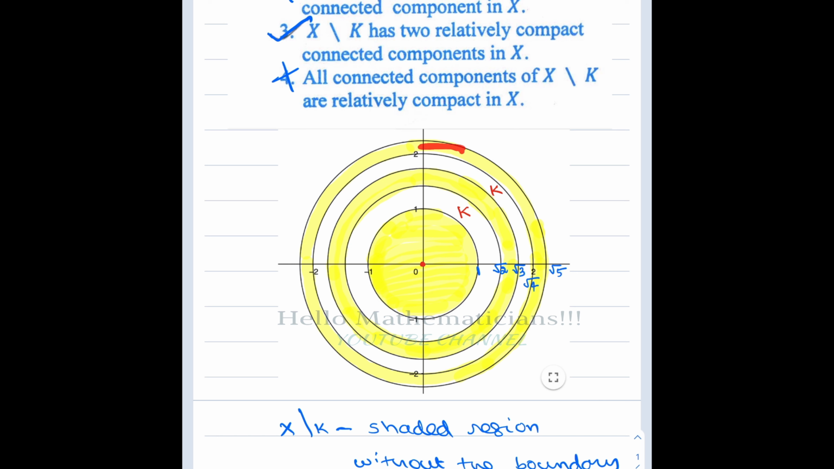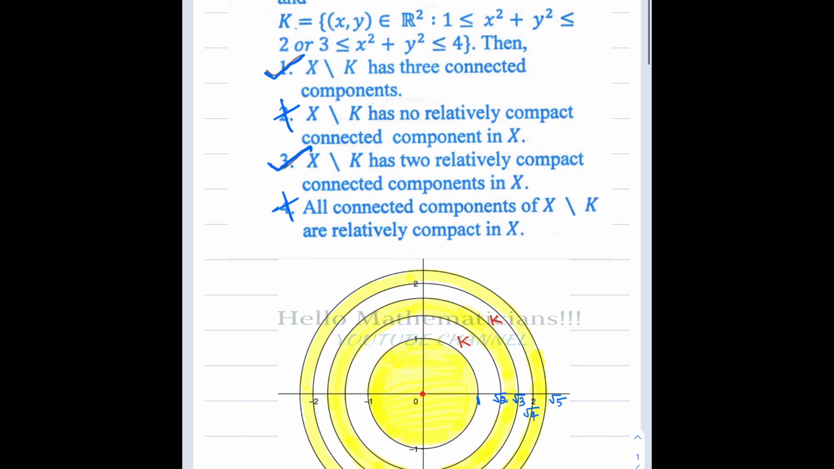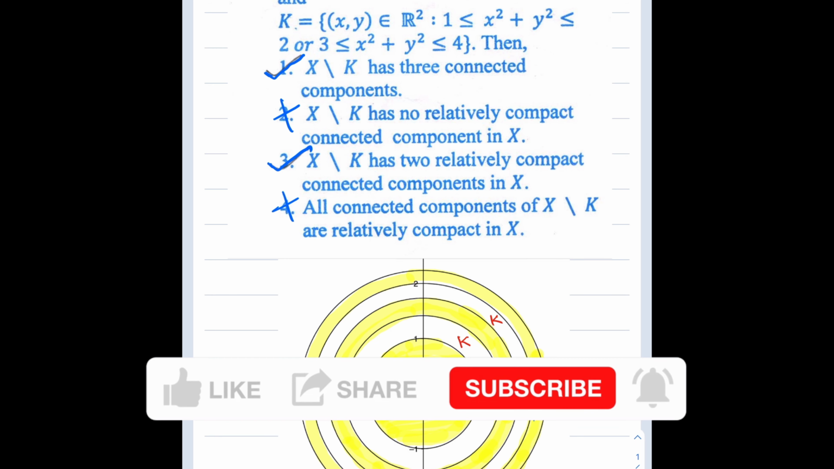But this one is relatively compact, and this one is relatively compact, as we saw. Therefore X minus K has two relatively compact connected components in X. That is the final answer. So the option that X minus K has no relatively compact connected components is wrong, because this is relatively compact and this is relatively compact. Again, the option that all connected components of X minus K are relatively compact is also false, because this outside connected component is not relatively compact. So, a little bit tricky concept.